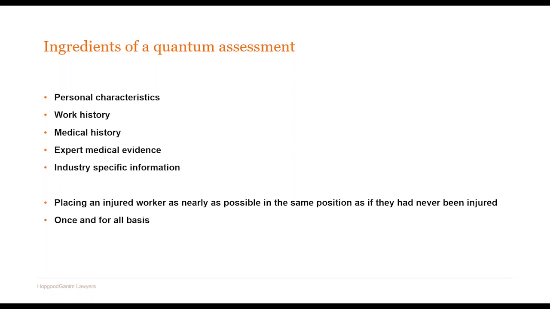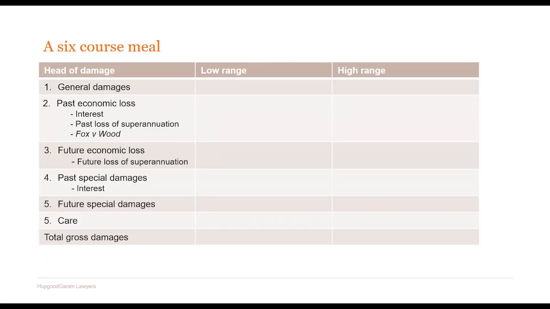So once we've got all of the ingredients together, it's necessary to consider how we'll apply those ingredients to come up with the quantum assessment. Rather than trying to tackle the whole assessment in one go, a quantum assessment is broken down into 6 components, much like a 6-course meal, with different ingredients required for each course. Typically, as you can see from the table, I would assess a low range and a high range for each of those components. And the reason for that is that the evidence is often divergent.